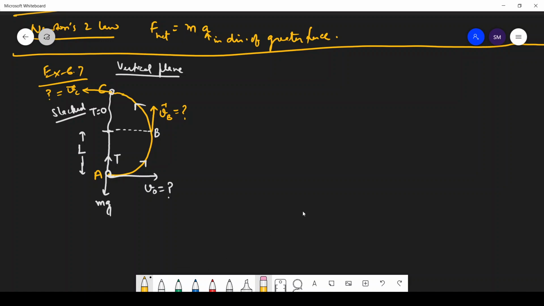Now, what are the forces acting here? Are they conservative or non-conservative? See, we have two forces you can clearly see. One is the tension force, another is the gravitational force. This force is the gravitational force mg, and this is a conservative force, you know it.